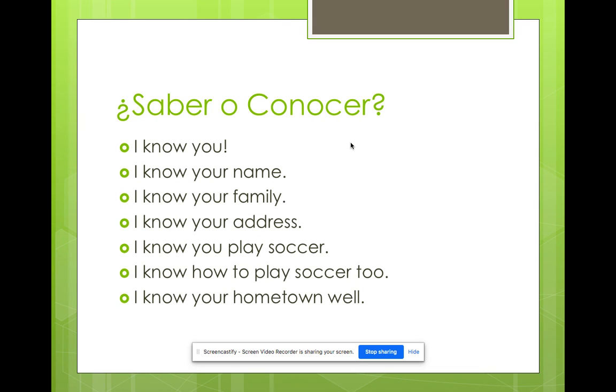So if you saw the sentence, you're trying to think of how you would say it in Spanish, in English, it says, I know you. So you need to decide, is it saber or conocer? Take a second. I know you. It would be conocer because we're talking about being familiar with a person. That way, if we wanted to say, I know your name, would we use saber or conocer? Think about it. Is it being familiar with the person or place, or is it knowing specific information? So it'll be saber because we're talking about specific information. What about I know your family? Think about it.